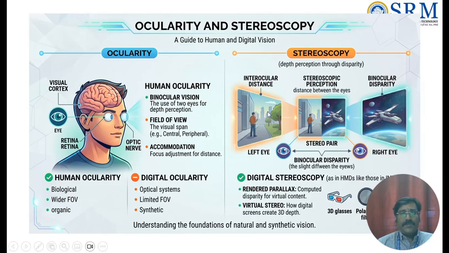In the stereoscopy method, depth is perceived through disparity. We have a left eye and a right eye, but only one system in the stereo pair, and binocular disparity may be possible. It is rendered parallax and visual stereo. This is how a digital screen creates a 3D impression. Understanding the foundation of natural and synthetic vision is taken care of by ocularity and stereoscopy.